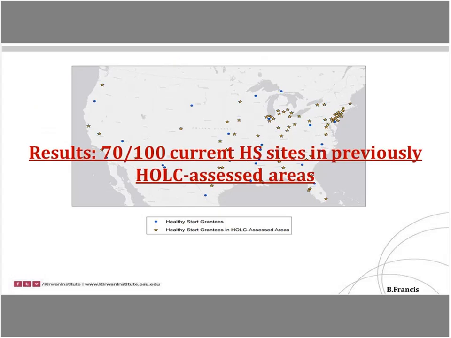We found that 70 of the current 100 Healthy Start sites were previously in HOLC-assessed areas, 70%. That means 70 out of the 100 programs that are currently operating are operating in cities that were historically marginalized through a federal policy to decrease and limit the amount of opportunities that Black and minority families had in terms of housing, and that recreated itself and introduced disparities in education and wealth. 70% of these sites are operating in these types of communities.